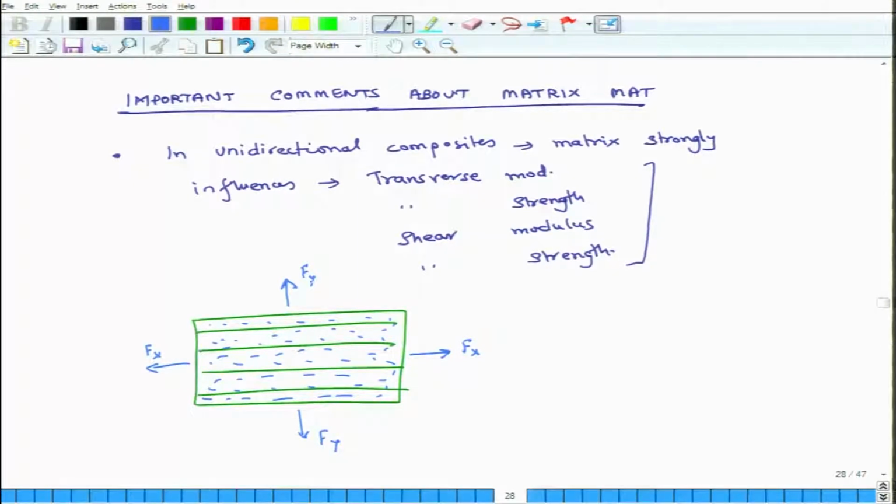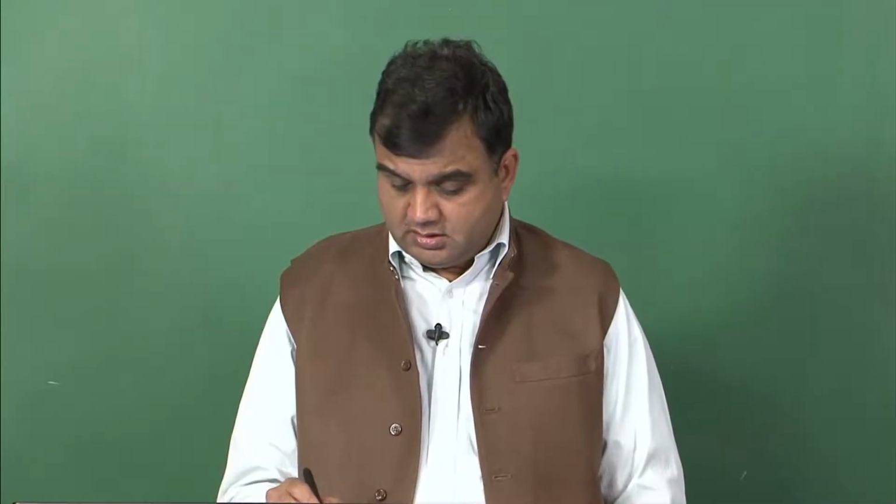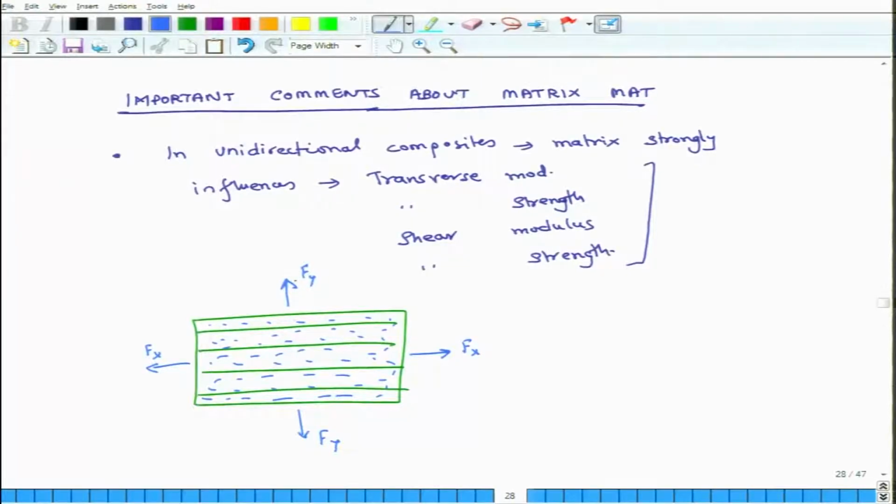If I pull it in the y direction, the fibers do not have a tendency to stretch, it will be the matrix which will decide what is going to be the transverse modulus and transverse strength of the system, just based on this physical understanding. The mathematics and all that we will discuss later. But so, if we want the material to be stiff and strong in y direction, it will be predominantly decided by the matrix. So, we have to choose matrix correctly.